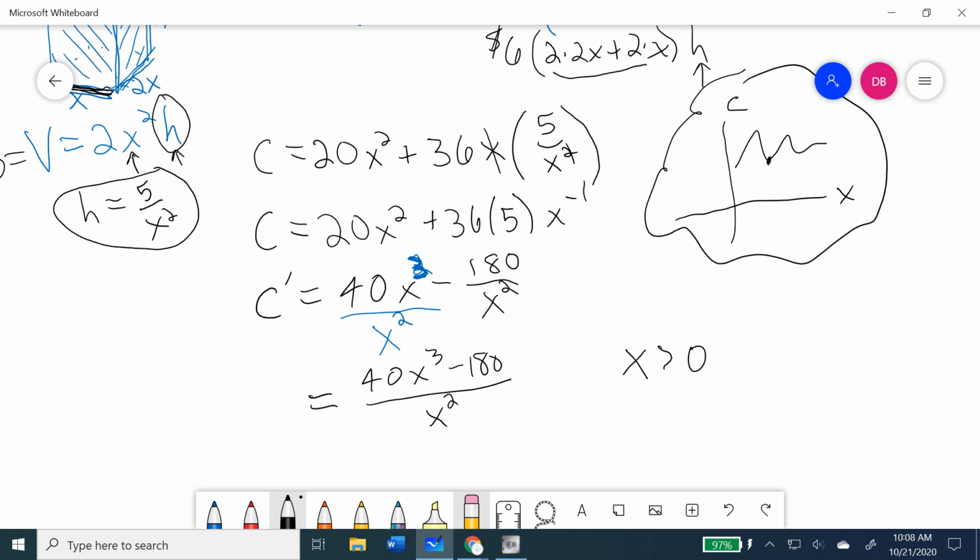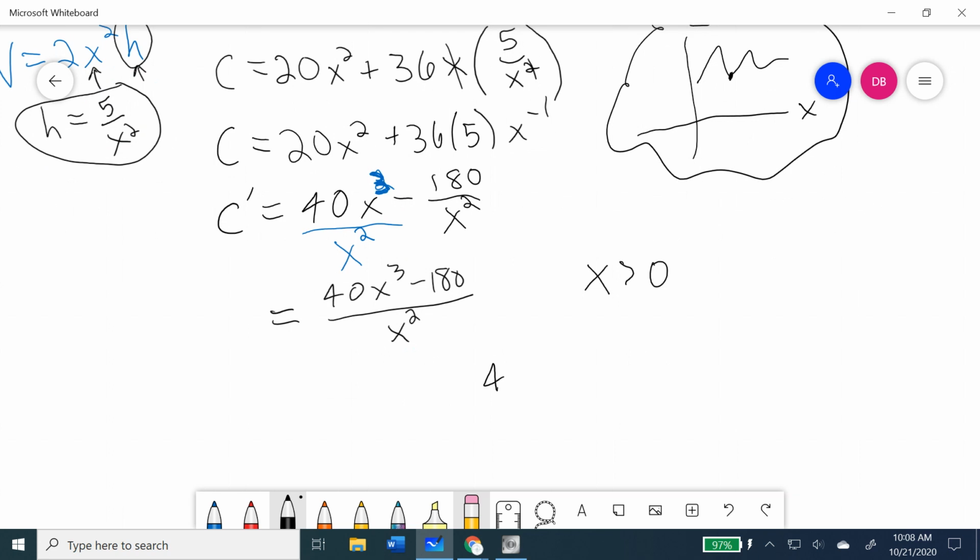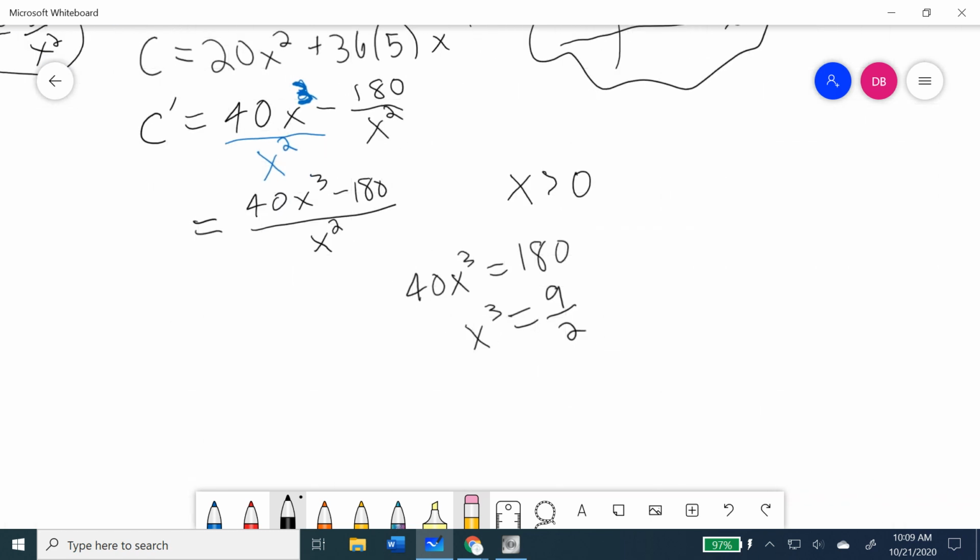Then I need to set the numerator equal to 0. And I'm just going to add the 180 over while setting it equal to 0. Then divide by 40. So 18 divided by 4, 9/2. And then cube root.